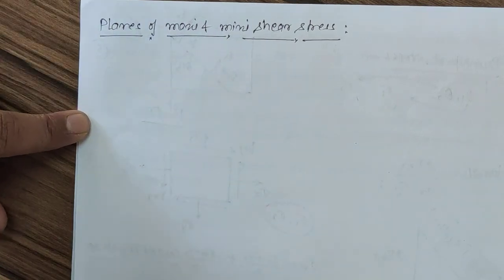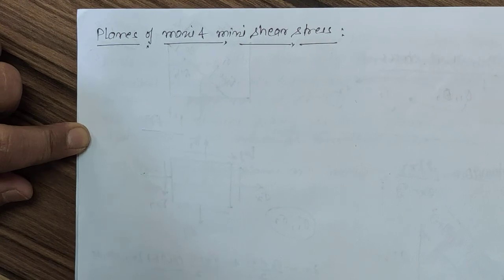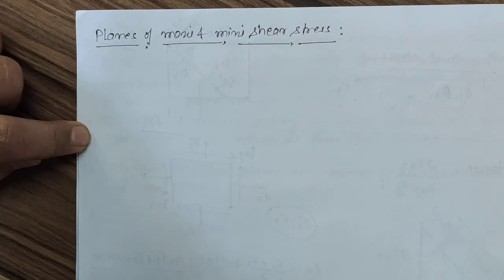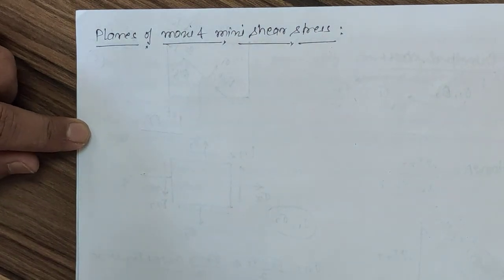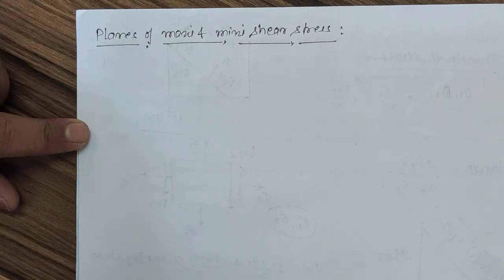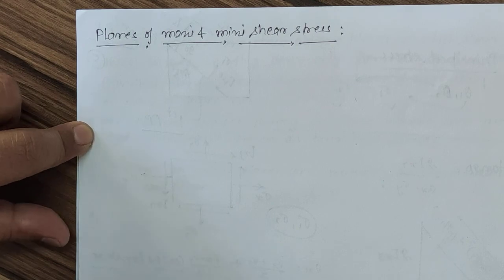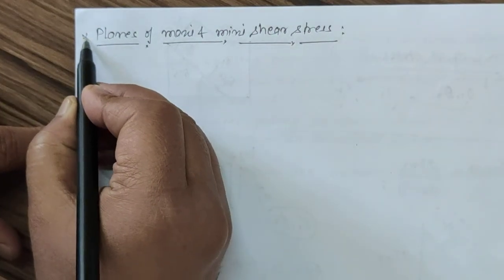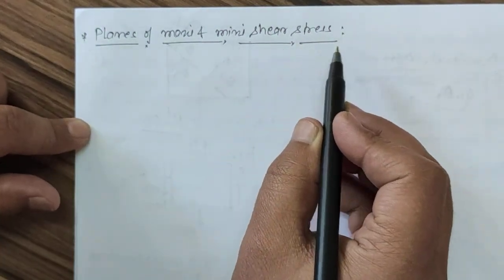Till now we have covered principal planes and principal stresses. Principal planes are those planes on which normal stress is maximum, and on the same planes we have zero shear stress. Now the second case is planes of maximum and minimum shear stress.